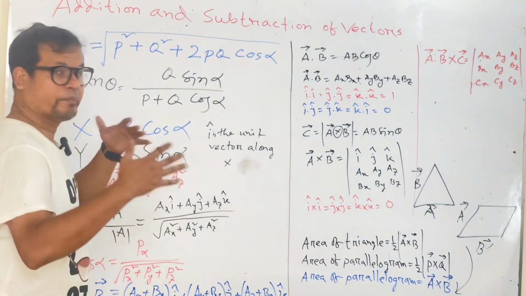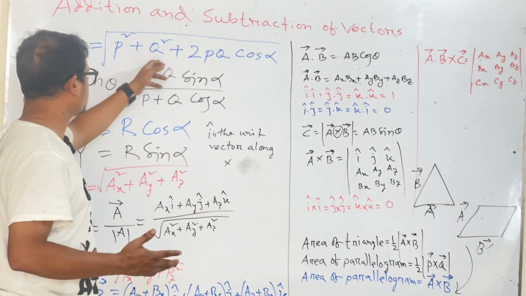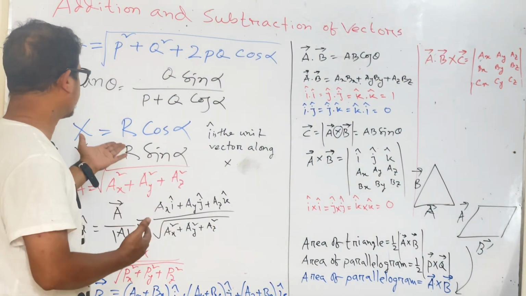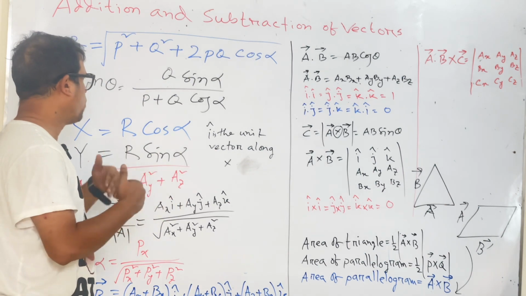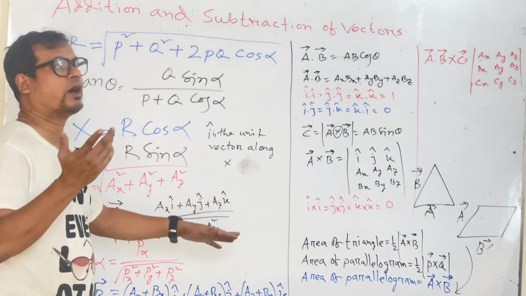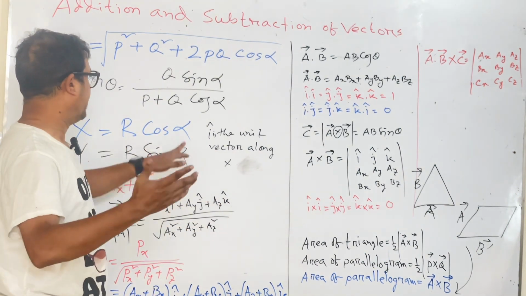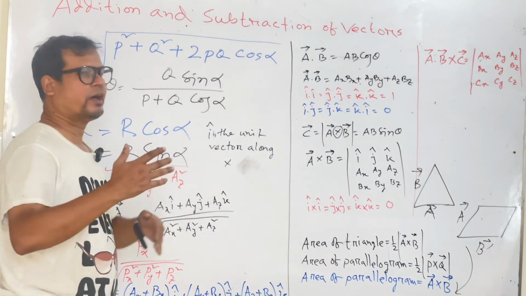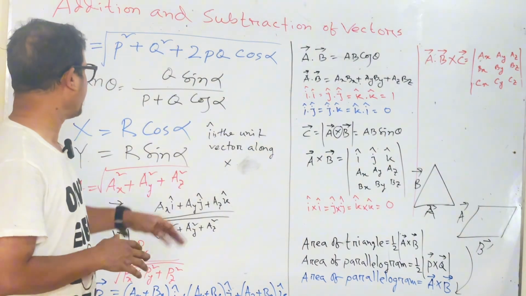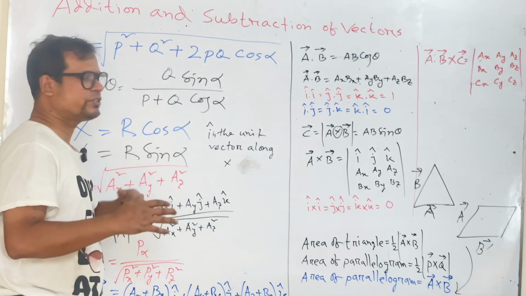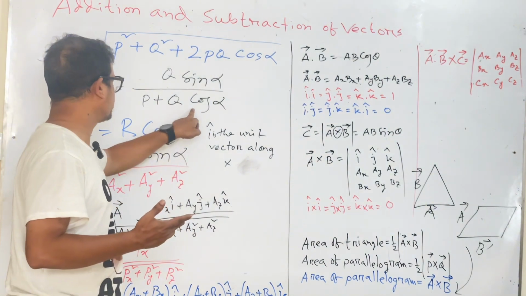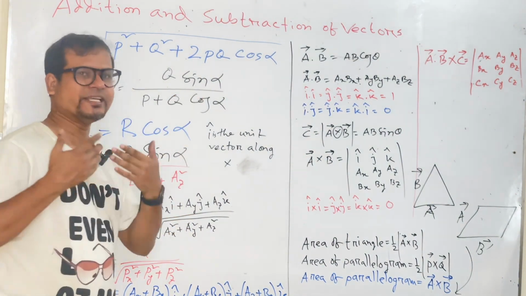Just remember this: r equals root of p square plus q square plus 2pq cos alpha, and tan theta equals q sin alpha over p plus q cos alpha. Just remember sin alpha as the numerator, and p plus q cos alpha as the denominator. Cos as a denominator, sin as a numerator.